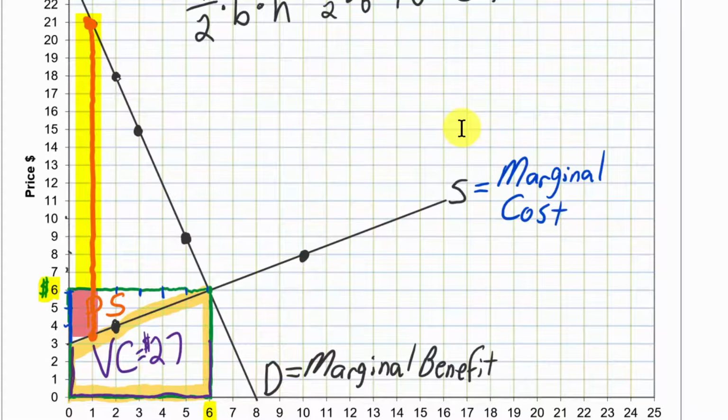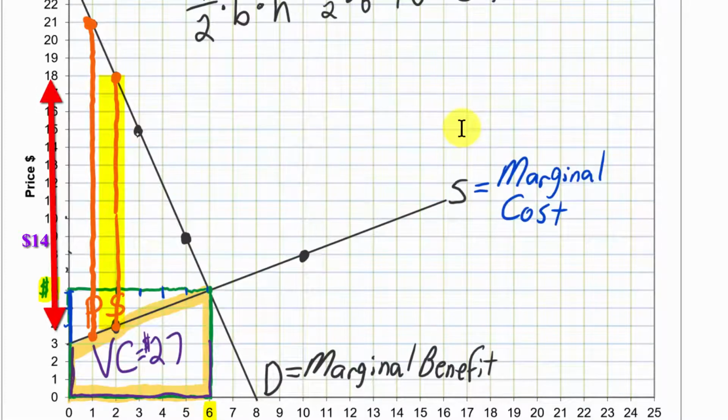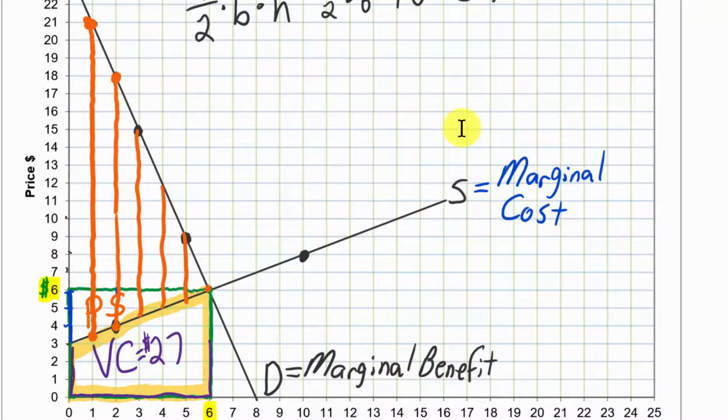The second box of cookies, the consumer is willing to pay up to $18. It only costs the producer $4 to make it. So there's a gain from trade to be had here of that amount of money, 18 minus 4, or about 14. And same thing for the third box of cookies, and the fourth, and the fifth. And well, there's not really any surplus made for the sixth box of cookies.